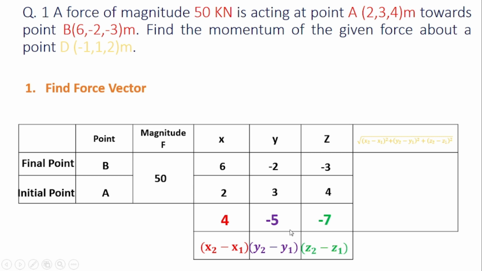so that you will not make any mistake while finding these simple answers. Then we'll find the square root of (x2 minus x1) square plus (y2 minus y1) square plus (z2 minus z1) square. That is equal to 9.487. So first you have to calculate all those values. You can use the simple format or the tabular format, it is up to you.